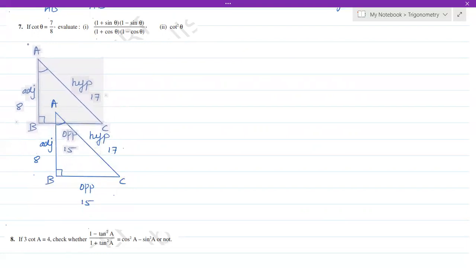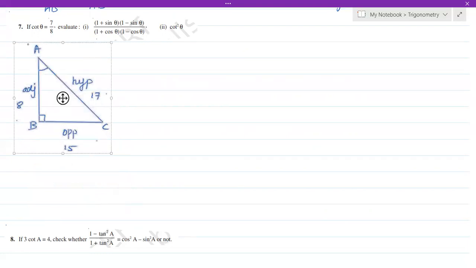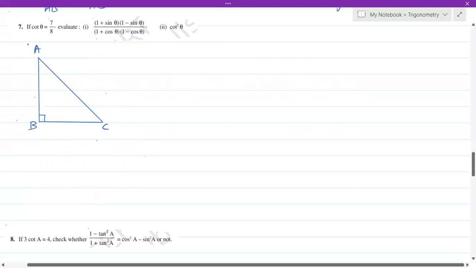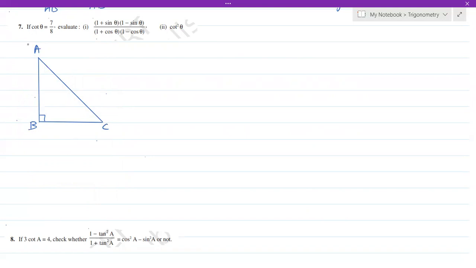Let's say this is a triangle. Let me erase everything. Now let's say I've taken a right angle triangle. Let me say this is theta. So this becomes the opposite side. Opposite to 90 degree becomes hypotenuse, and the remaining one will become adjacent. So what they have given us is that cot theta is 7/8.